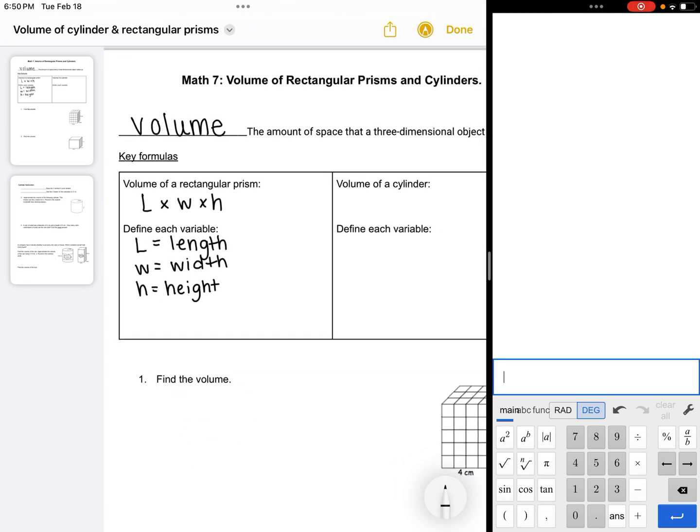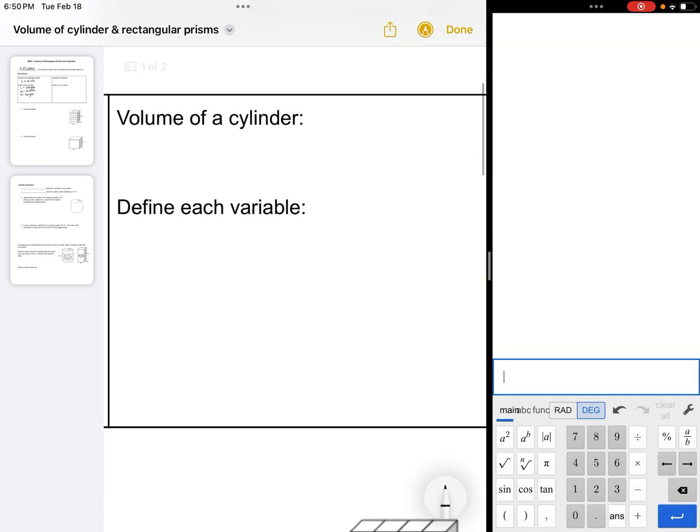The second volume that we're going to write down is for the volume of a cylinder. So this is like a soda can, a can of green beans, or anything kind of like that's in a can shape. So the volume of a cylinder, this is going to be capital B times H. So to represent this, the capital B stands for the area of the base. The base is the bottom shape of the 3D object. So I'm going to define it. B equals area of base.